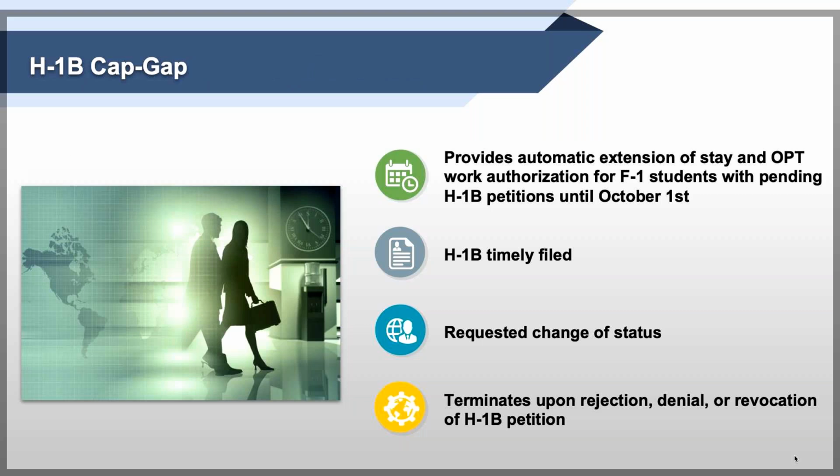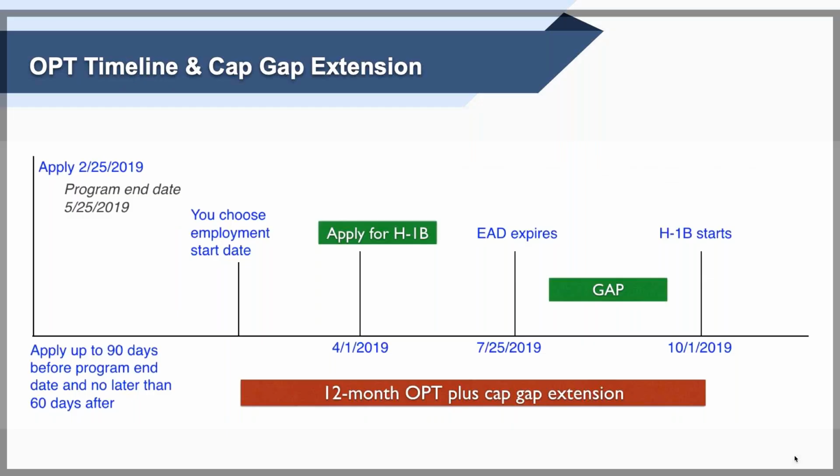And going back one slide for a second, if the H-1B petition is not selected in the lottery, or thereafter the employer revokes the H-1B petition, or the H-1B is selected in the lottery and then is denied, the extension of their employment authorization in that cap gap extension ends at that point.